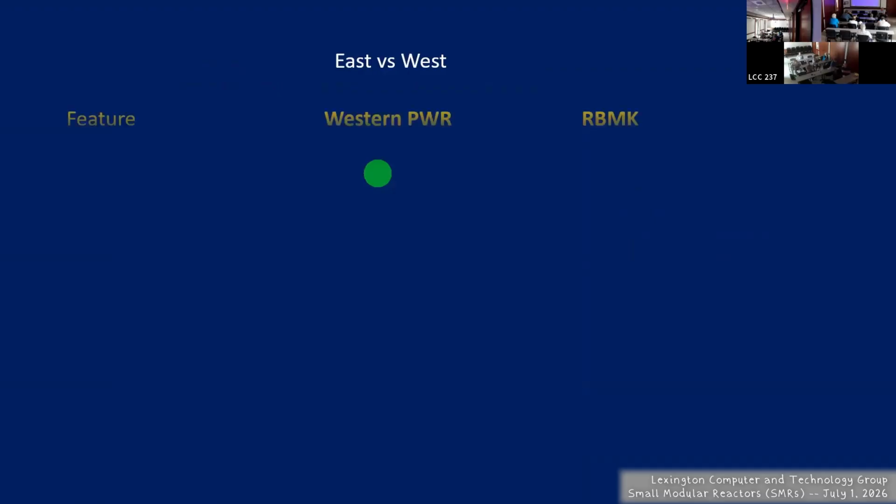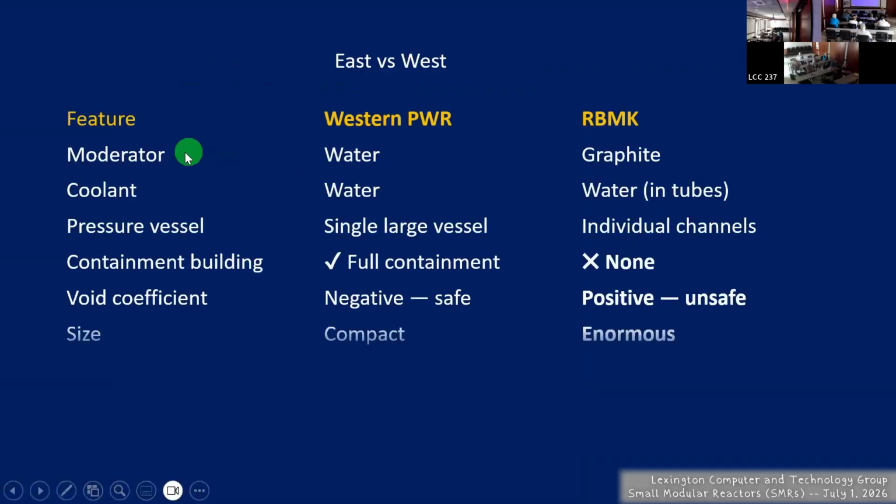And to get a little ahead of ourselves, east versus west: our moderator is water, and RBMK used graphite. Our coolant is water. They had water in tubes going by the graphite tubes. We use a single large pressure vessel. They used individual channels. Around our power sources, we have a full containment vessel. Chernobyl had none. It was just a building.